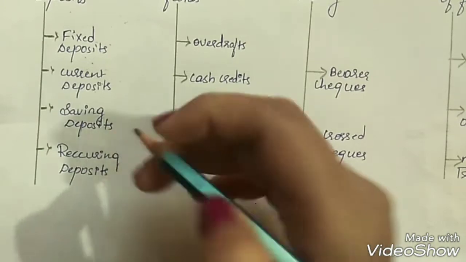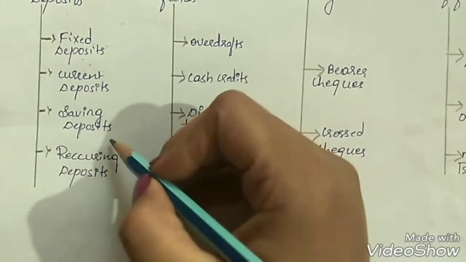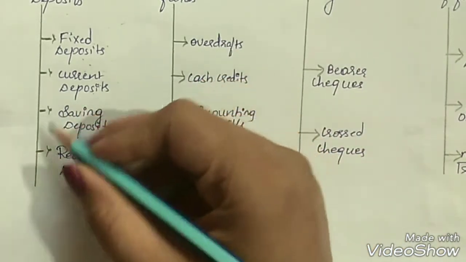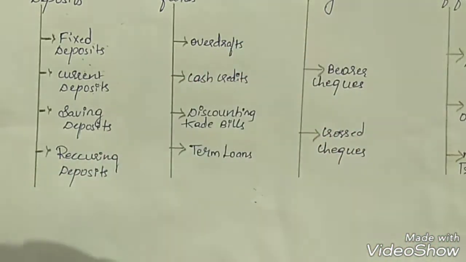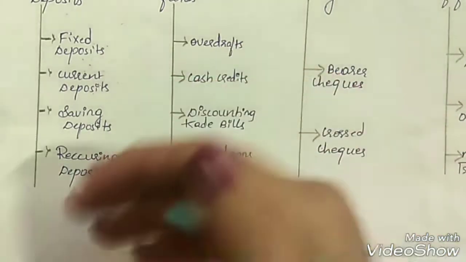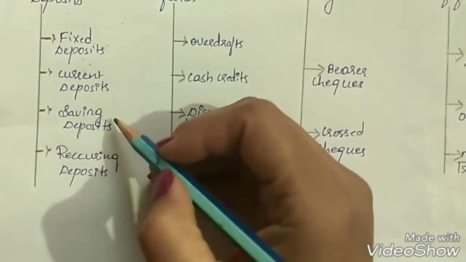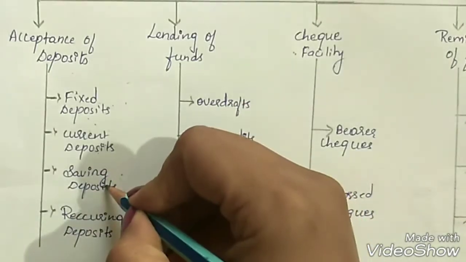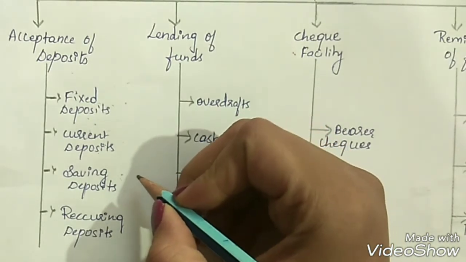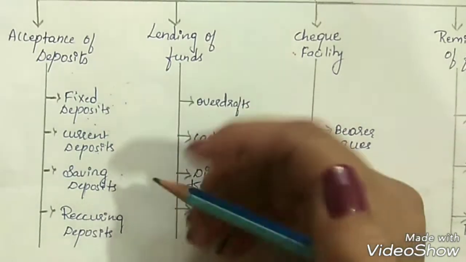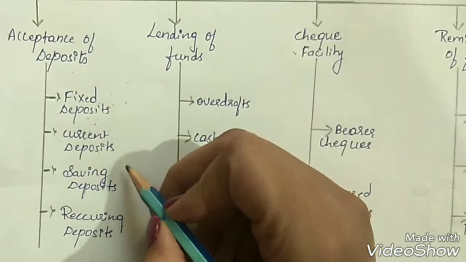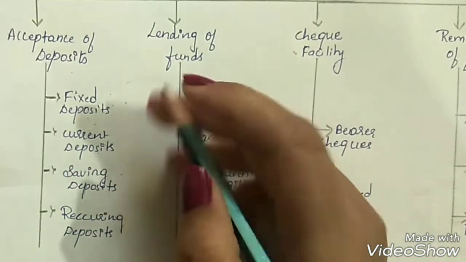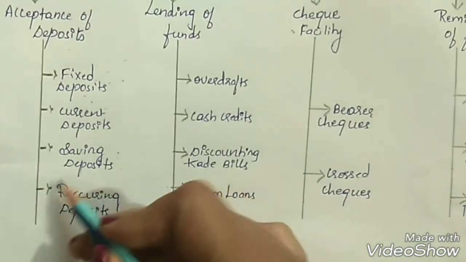Next, saving deposits. These are a very common type of accounts or deposits accepted by the bank. Many people opt for this. When you open a savings bank account, you will enjoy benefits like debit cards, checkbooks, etc. The bank will provide interest on saving deposits. In an SB account, the interest provided by the bank will be lesser compared to a fixed deposits account, but more than a current deposits account. But compared to a current deposits account, the transactions carried on will be less in this type of account.